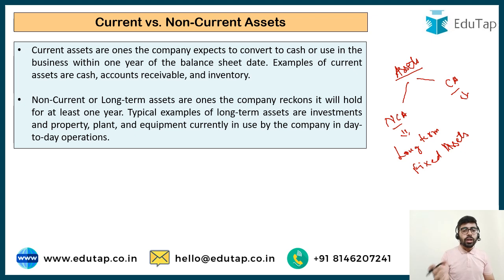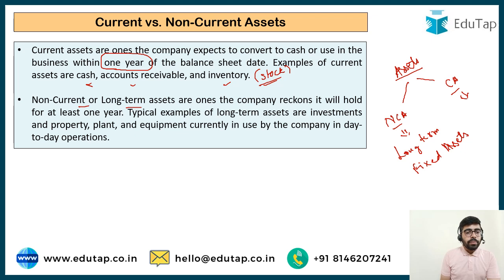We have made some short-term investments, for a period of 1 month, 3 months, 6 months. So it again is a current asset. We have put money in the bank. This money in the bank is again a current asset, because anytime you can convert this money into cash. All these are examples of current assets. So current assets are the ones the company expects to convert to cash or use in the business within 1 year of the balance sheet date. So cash, accounts receivable, inventory, meaning your stock, are all examples of current assets.